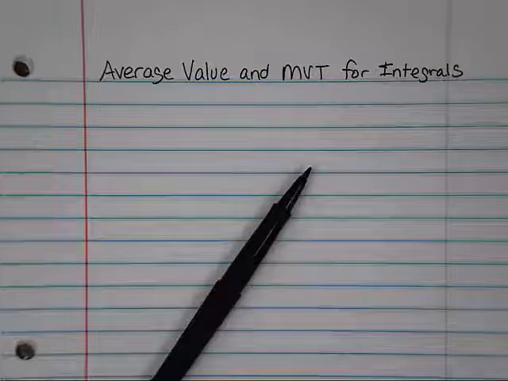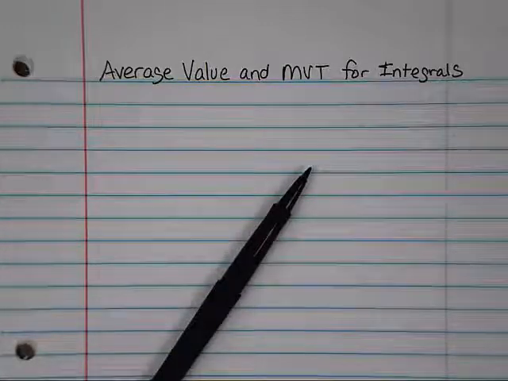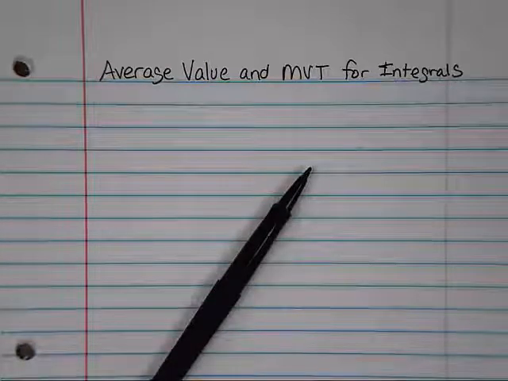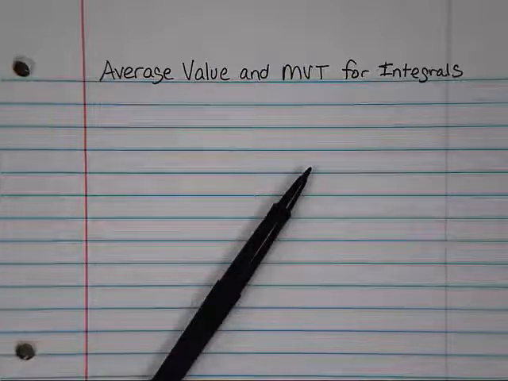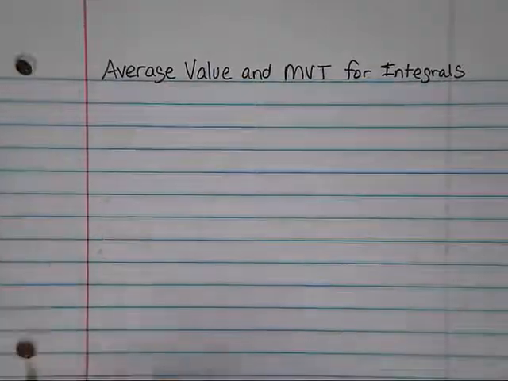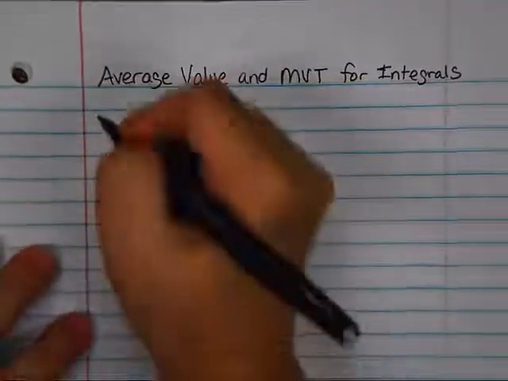So by the end of class, you're going to be able to find the location of the average value using the mean value theorem. That's what the mean value theorem is for, finding out where the average value occurs. We'll talk more about what exactly an average value is in just a moment, but right now let's go ahead and give the formula for average value. So, go ahead and write this down.